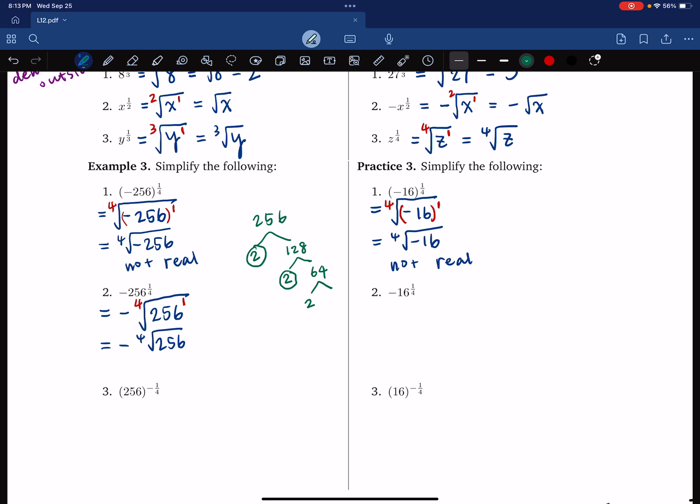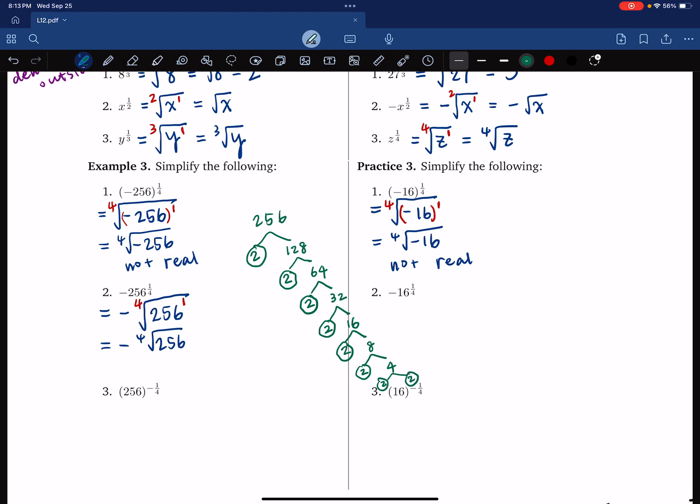I could do 2 and 32. Circle 2. 32 is an even number. 2 and 16. Circle 2. 16 is also an even number, so 2 and 8. Circle 2. 8 is 2 and 4. Circle 2. And then 4 is 2 and 2.